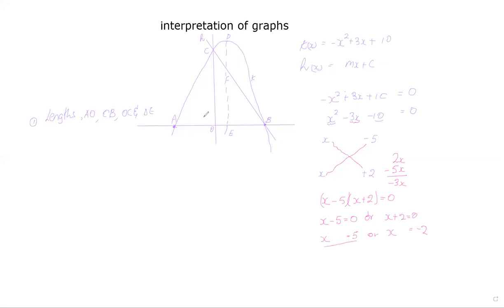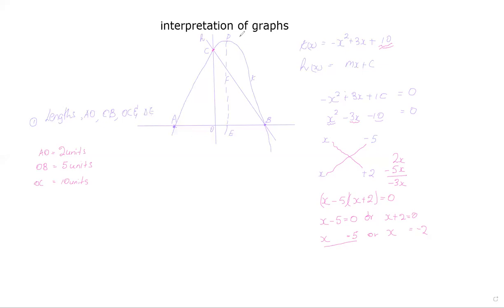Therefore, this one here will be AO. Therefore, AO is equal to 2 units. And then OB will equal to 5 units. And then OC is the y-intercept on the two graphs. And from that, your C is 10, therefore OC is equal to 10 units. OC is the y-intercept when x will be 0 here.